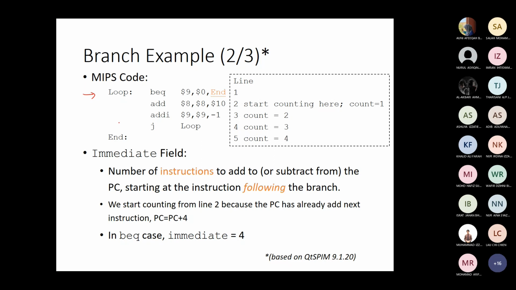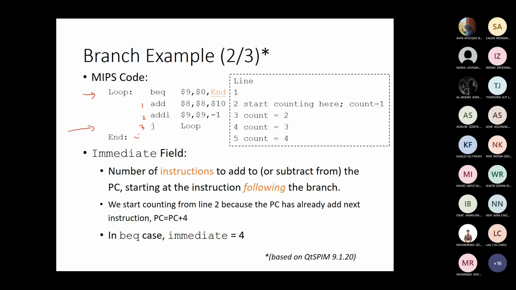Let's say you have a space line here, an empty line. It does not count as an instruction line. Only the lines that have an instruction, you can count. So next is count 1, count 2, count 3, and then count 4. The number of instructions to add or subtract from the PC starts at the instruction following the branch. Meaning after the branch, you start counting 1, 2, 3, 4. So this is 1, 2, 3, and then END is 4.